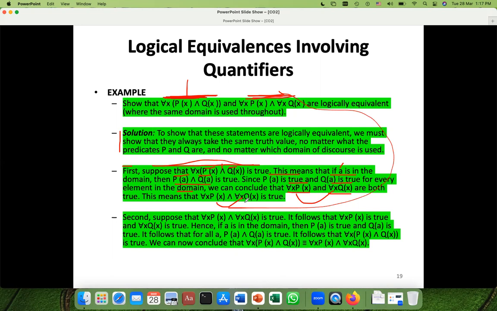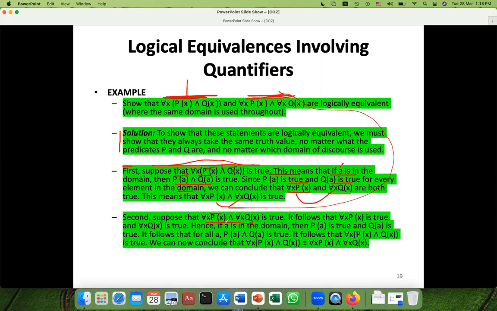And similarly, you are supposing the second part. The second part is for every x p of x and for every x q of x. Now you have to suppose that this is true. So if it is true, and when it would be true, you can discuss by yourself. You don't have to rely on these words. So from this equation, we know that for all x p of x, this is true.